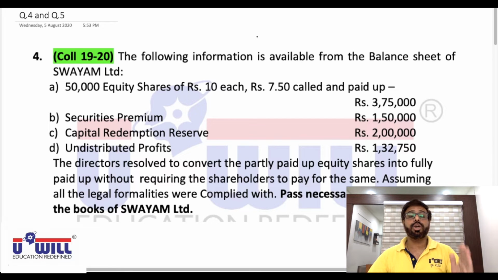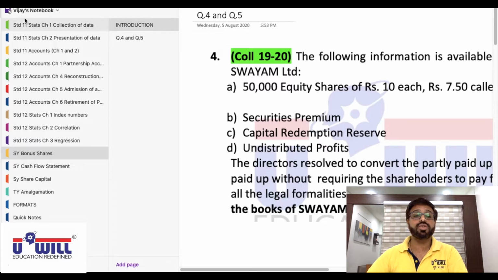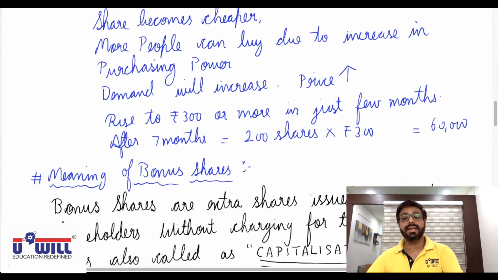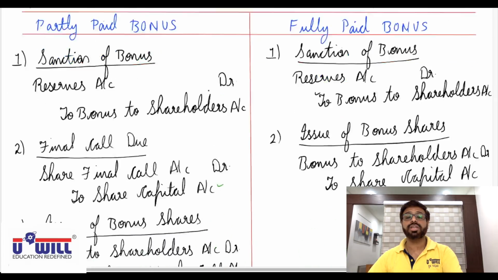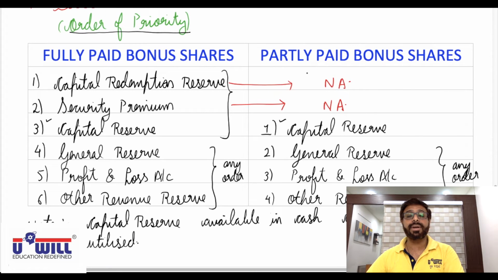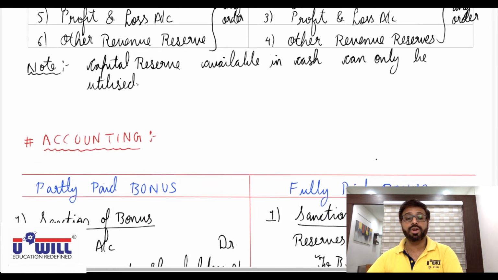I repeat, today's lecture will be purely based on the entries of partly paid bonus shares. So if in case you have not revised, for partly paid bonus shares, we cannot use capital redemption reserve and security premium. We can use first priority capital reserve and then revenue reserves in any order.